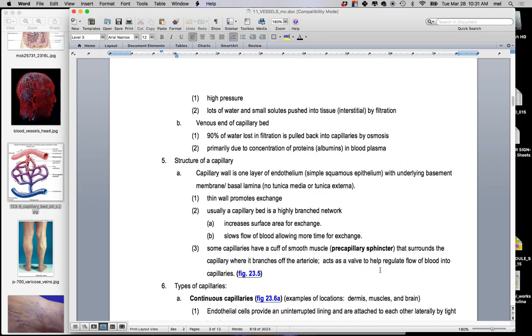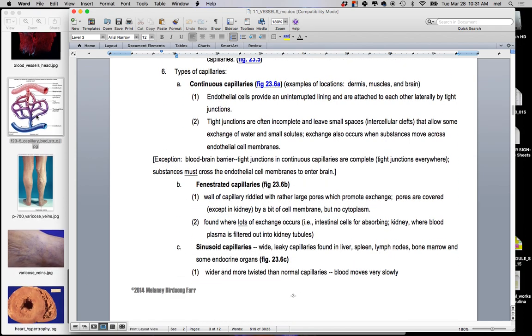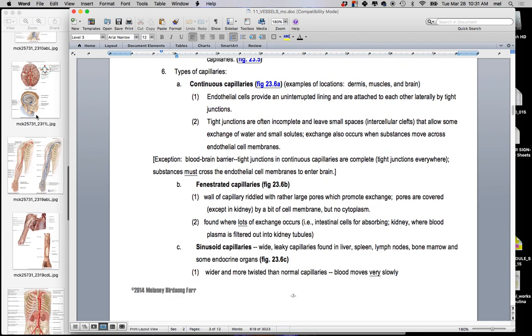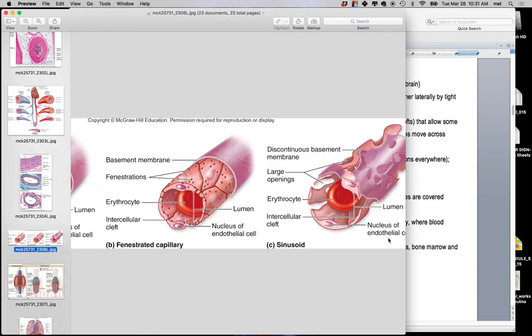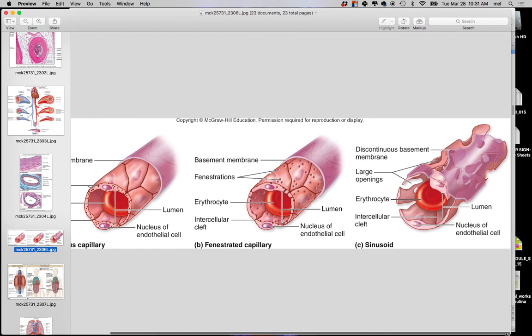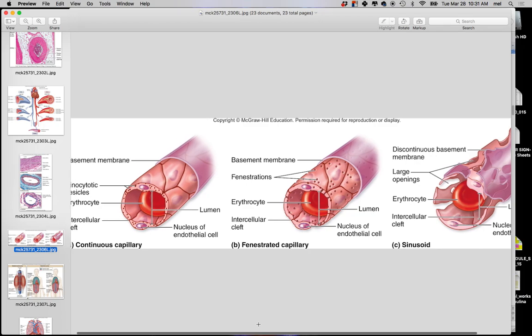Okay, so there are 3 different categories of capillaries. Let's do those really quickly. Depending on how much control and transport you want. Okay, so as you move from this one, which is called a continuous capillary, to the other one, which is called a sinusoid capillary.